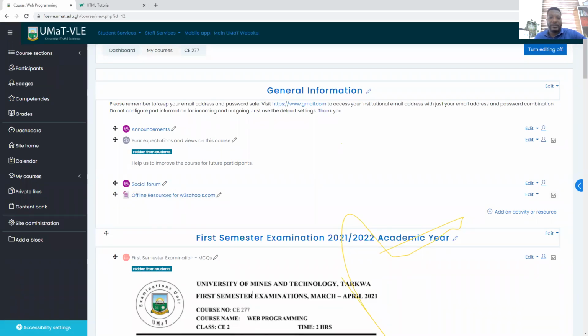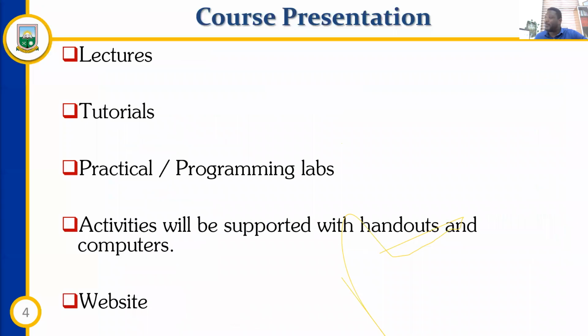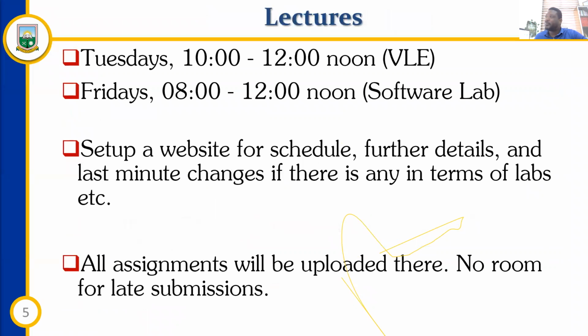Okay, so we have a practical, and we'll have programming labs, as I've told you, being supported by handouts and PDFs and all. Those have been stated. So now, the lectures, as I told you, will start at 10 and end at 12, on the VLE. And on Fridays, what the class rep discussed with me is that we are supposed to have two groups, Group A and Group B. Group A is supposed to come from 8 to 10, and Group B from 10 to 12.